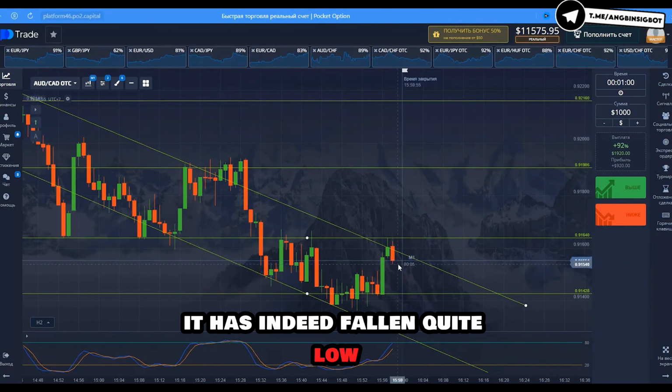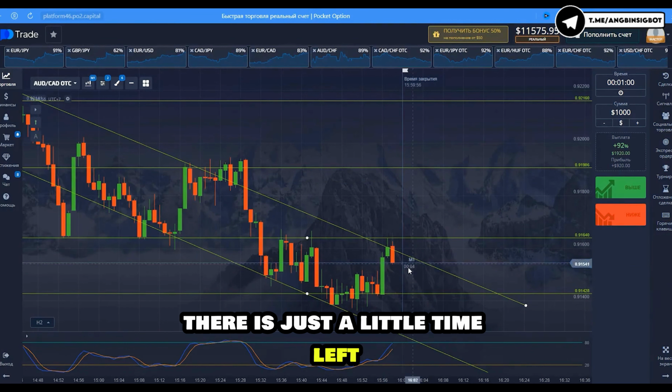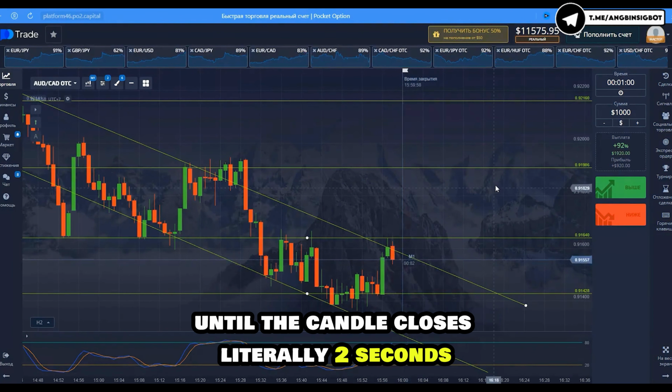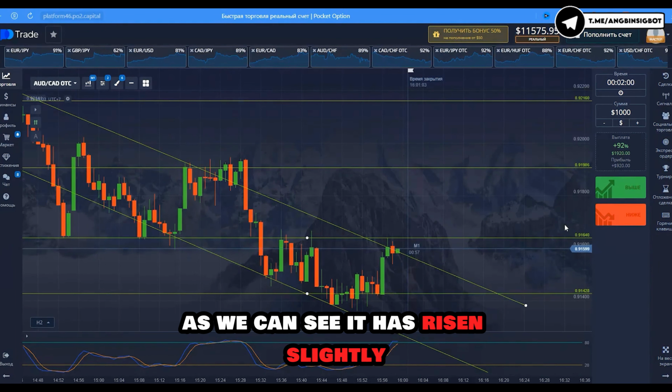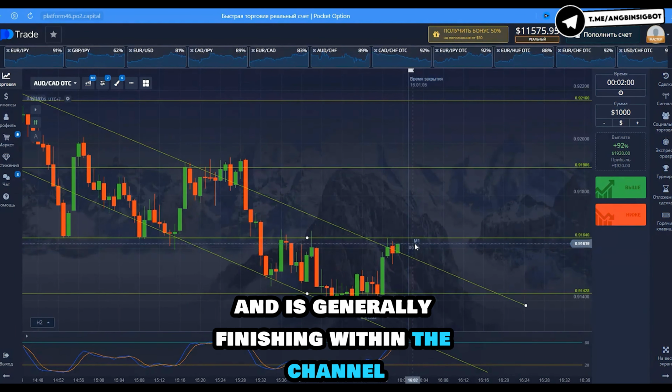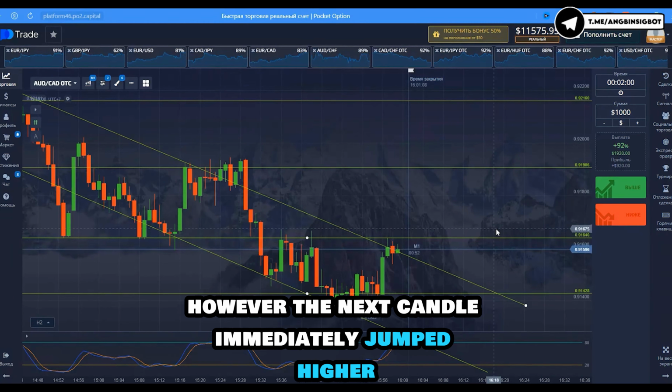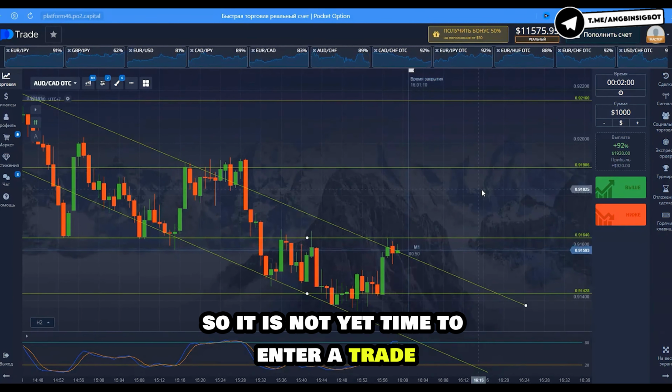It has indeed fallen quite low. There is just a little time left until the candle closes, literally 2 seconds. As we can see, it has risen slightly and is generally finishing within the channel. However, the next candle immediately jumped higher, so it is not yet time to enter a trade.